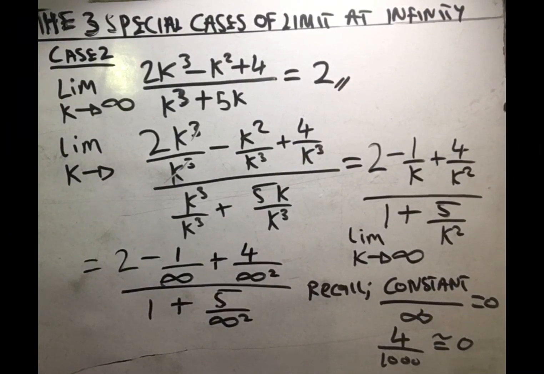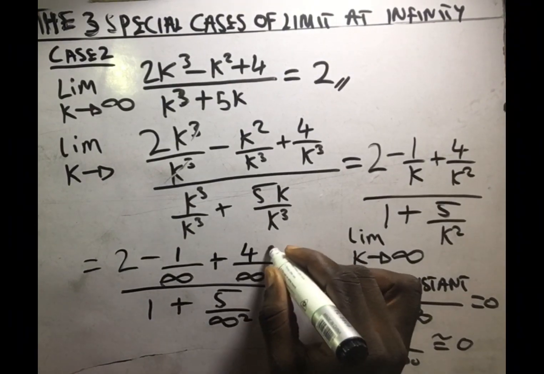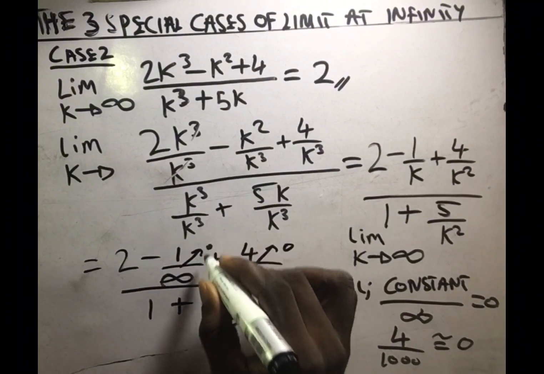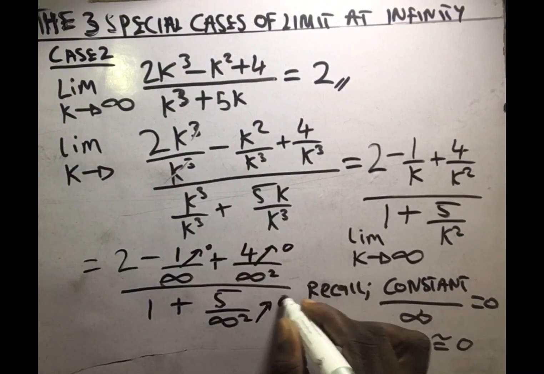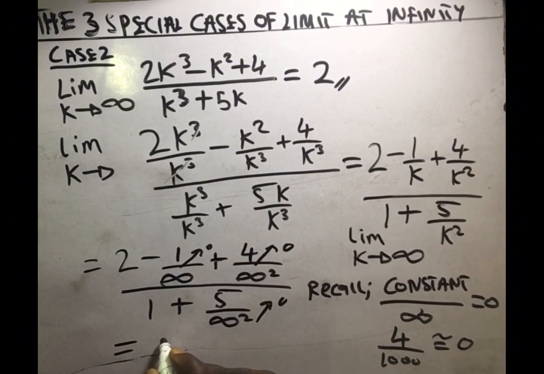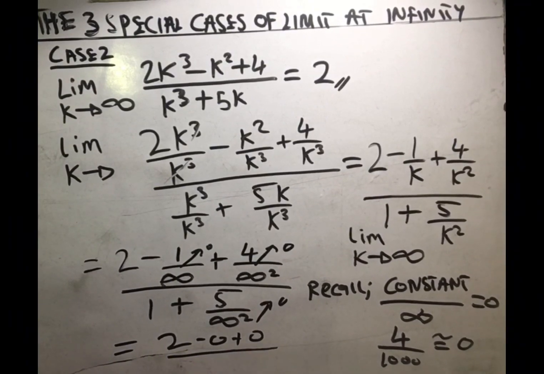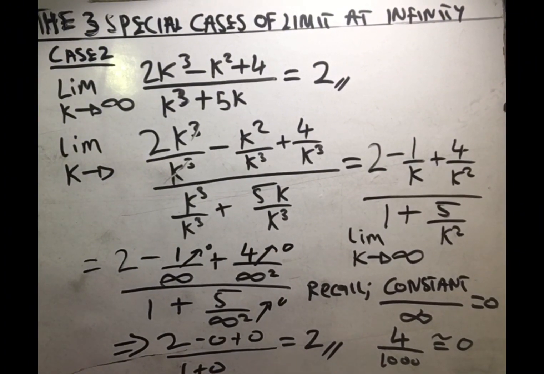So in this case, here will become 0, here will become 0 as well, here will become 0 as well, and what you have left is 2 minus 0 plus 0 over 1 plus 0. This will leave us with our answer as 2.